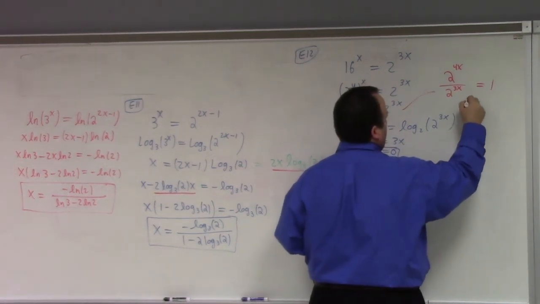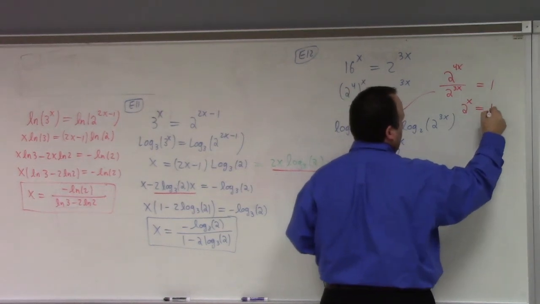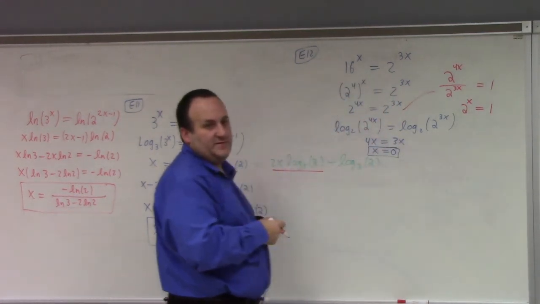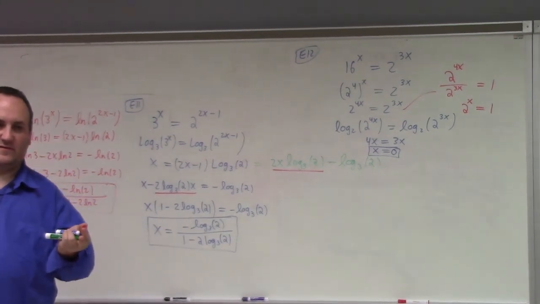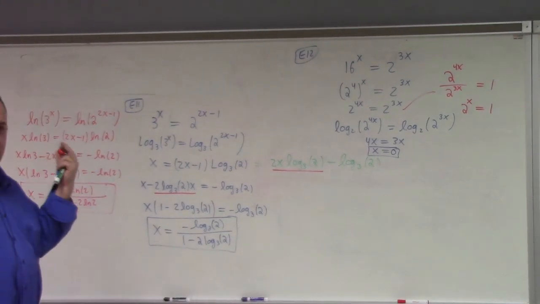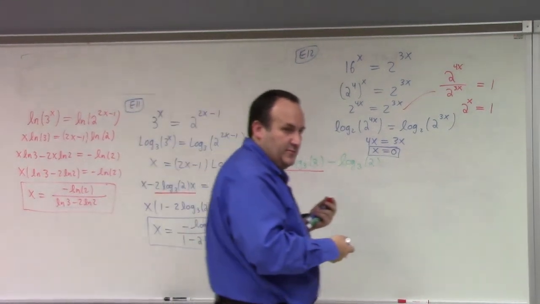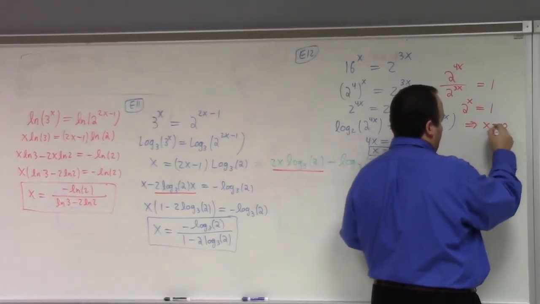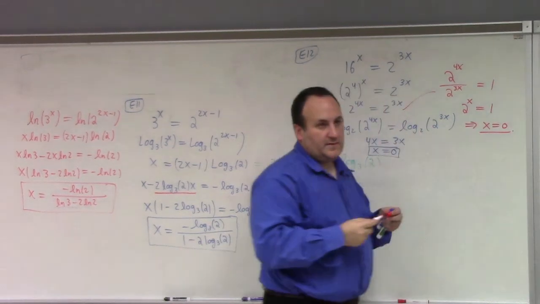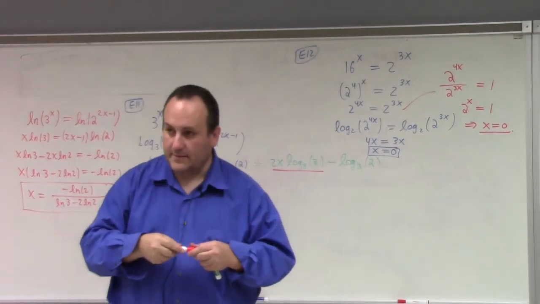And that would have given us 2 to the x equals 1. And then if you know your facts about the exponential function, once you see that, you're like, oh, x equals 0. The only way I can get 2 to the x equal to 1 is from x equal to 0, right? So if you know that, sure, that's another approach. There are many roads.